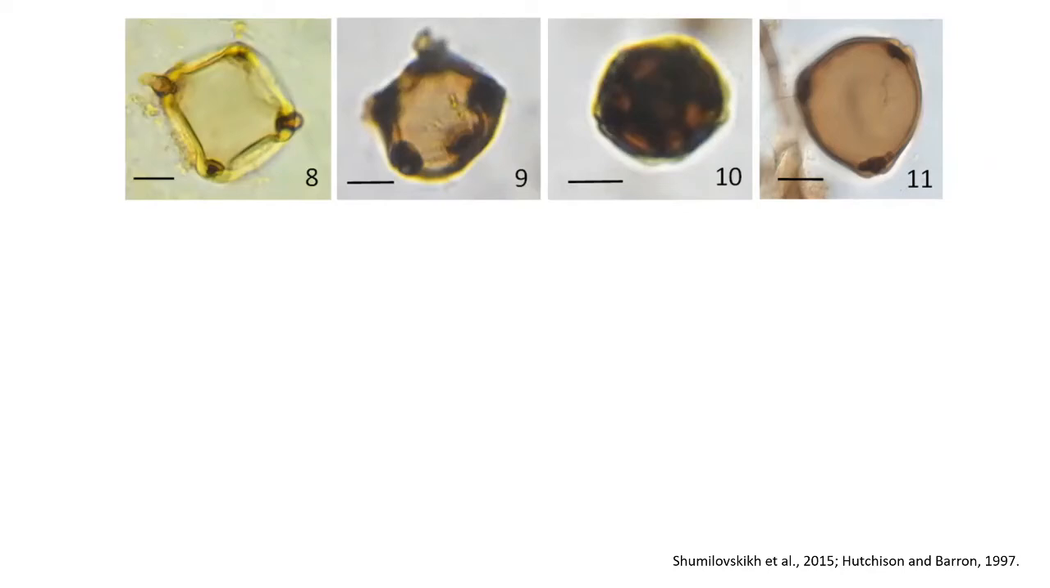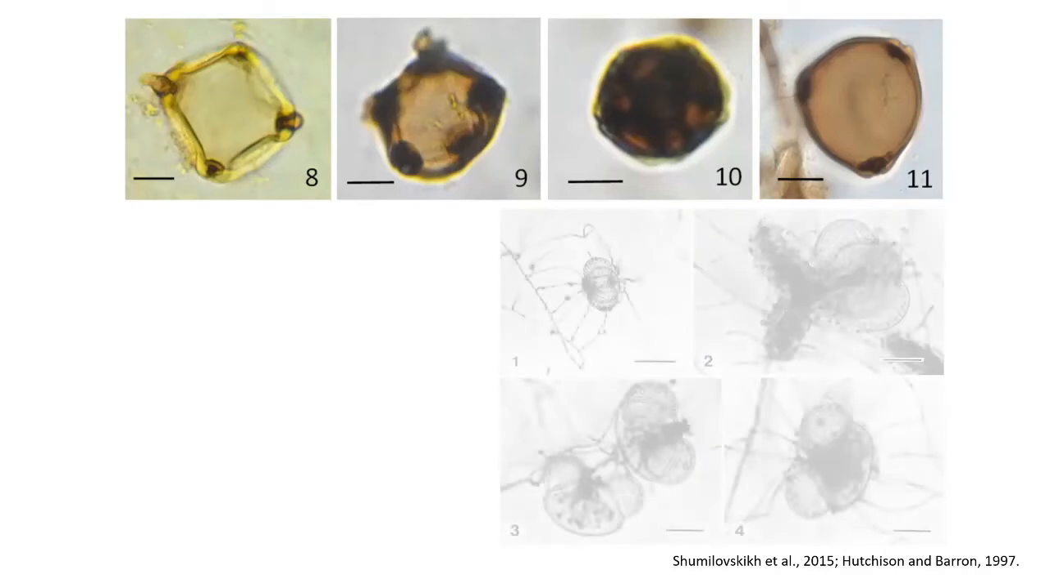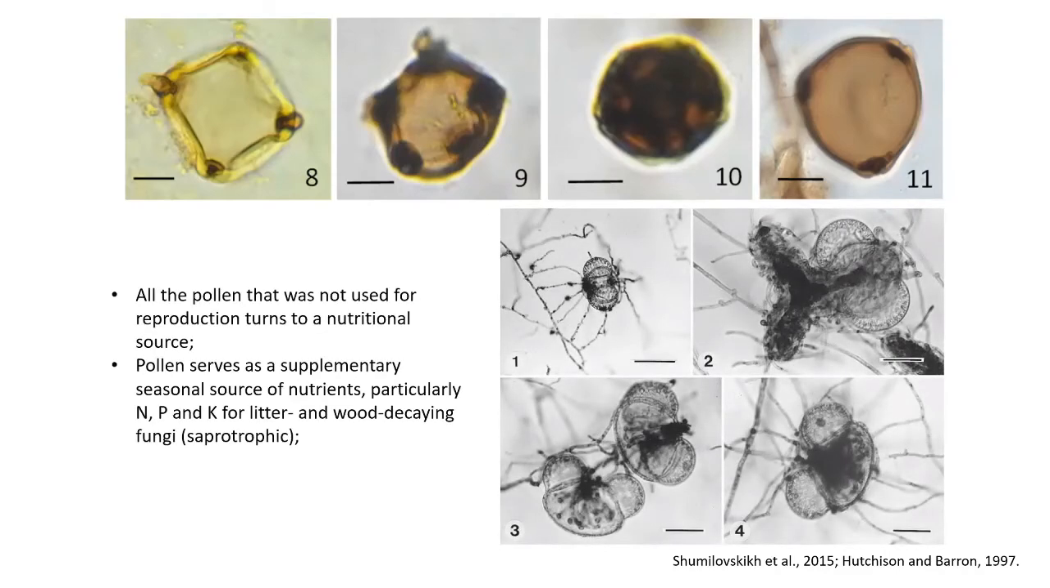All the pollen that was not used for reproduction turns into a source of nutrients. Pollen serves as a supplementary seasonal source of nutrients, particularly nitrogen, phosphorus, and potassium, for litter and wood decaying fungi. We name them saprotrophic fungi. In terms of energy and nutrient balance, the attack on pine pollen is very valuable.